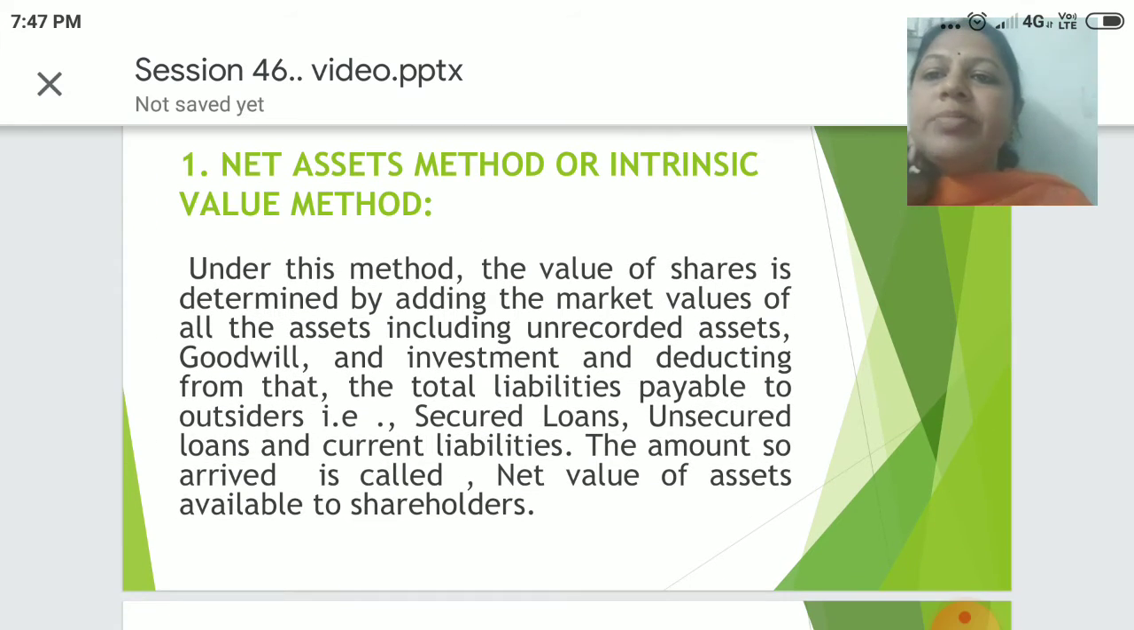Net asset method or intrinsic value method. Under this method, the value of share is determined by adding the market value of all the assets including unrecorded assets, goodwill and investment, and deducting from that the total liabilities payable to outsiders like secured liabilities, unsecured loans and current liabilities. The amount so arrived is called net value of assets available to shareholders.